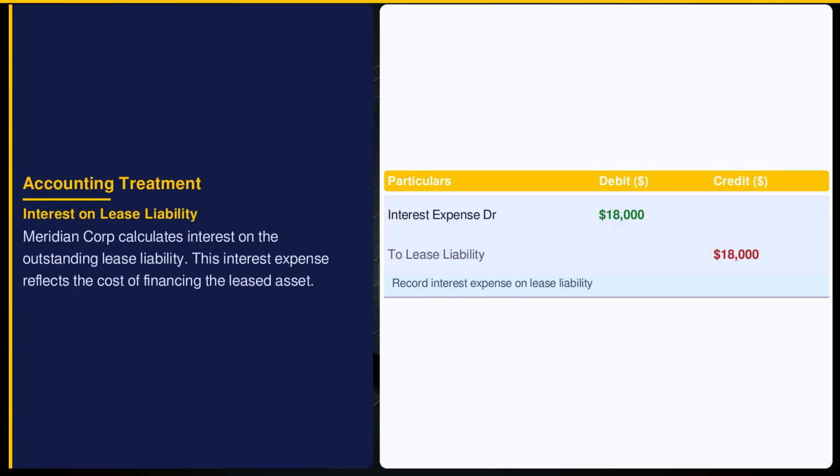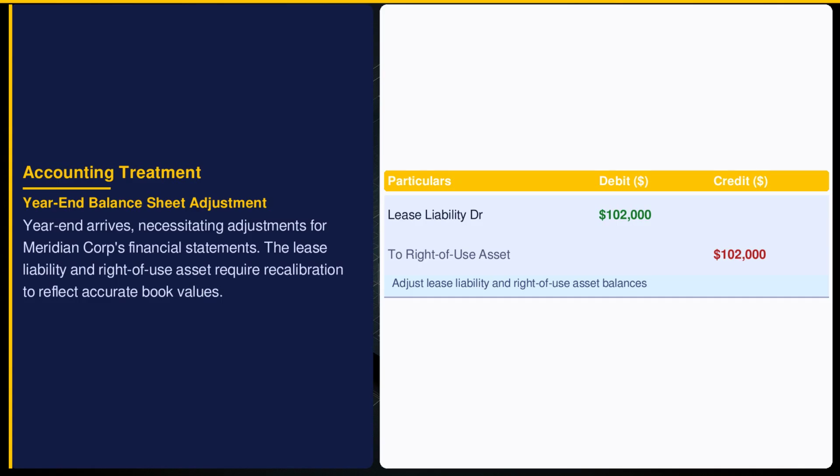Interest expense on the lease liability represents the cost of financing the lease over time. By adding this charge, Meridian Corporation acknowledges the time value of money, offering stakeholders a complete view of lease-related financial commitments. Adjusting the balances ensures accurate reflection of the lease liability and right-of-use asset at year-end. This entry aligns financial records with actual lease status, enhancing transparency and adhering to Indian Accounting Standard 16 requirements, providing stakeholders with reliable financial insights.